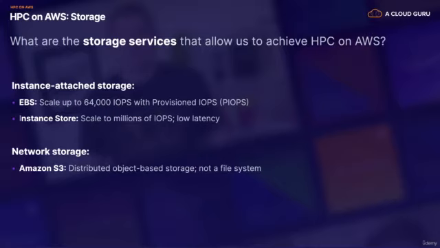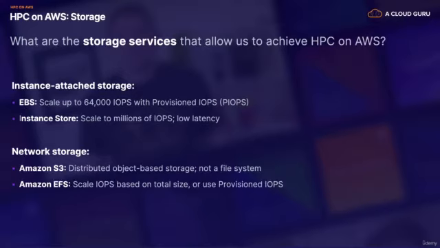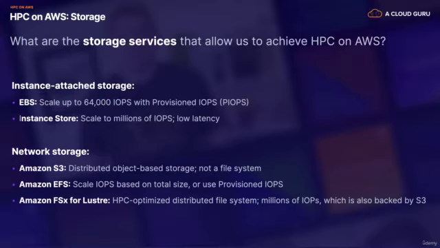If you do need a file system, then use Amazon EFS, and this scales IOPS based on the total size of the file system, or you can also use provisioned IOPS with EFS. And then we have Amazon FSx for Lustre, which we covered off a few lectures ago, and this is an HPC optimized distributed file system, gives you millions of IOPS. And the cool thing about this is it's also backed by S3.